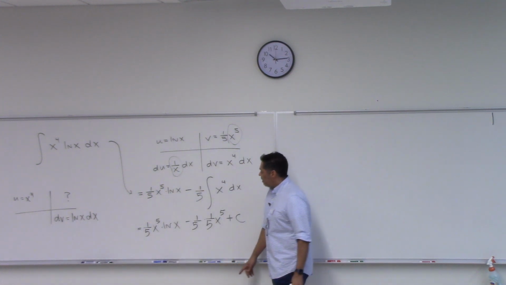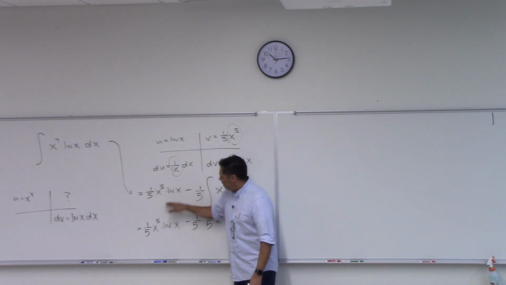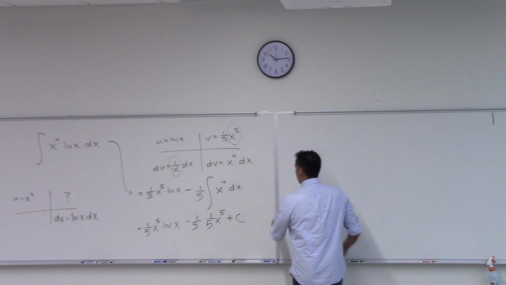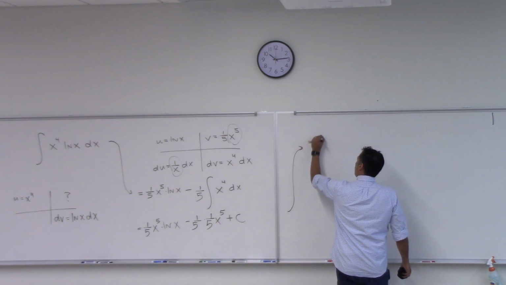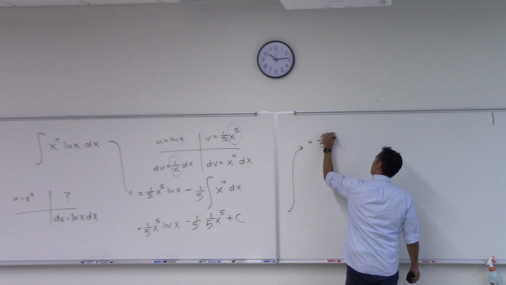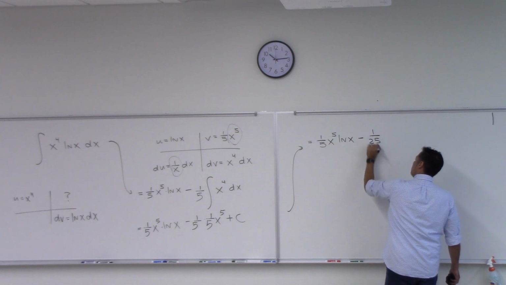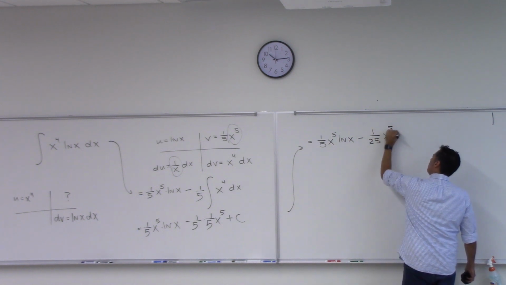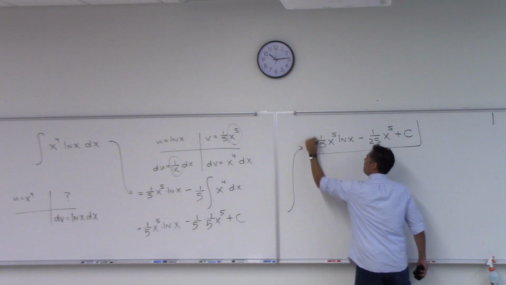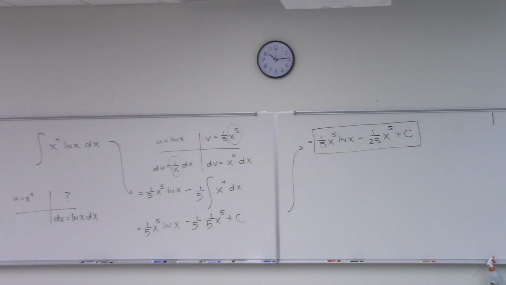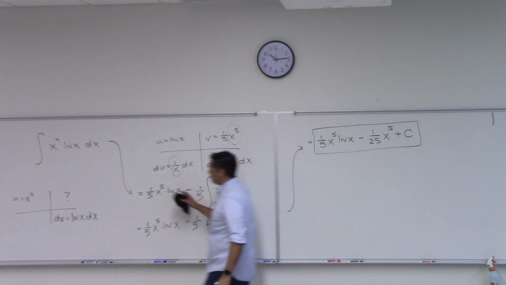So we only needed integration by parts once. Ultraviolet minus the integral voodoo. Here's the antiderivative. I think I'm ready for a final answer. 1/5 x to the 5th natural log x minus 1/25 x to the 5th plus c. There we go. Last one, and then we'll talk about the exam briefly.